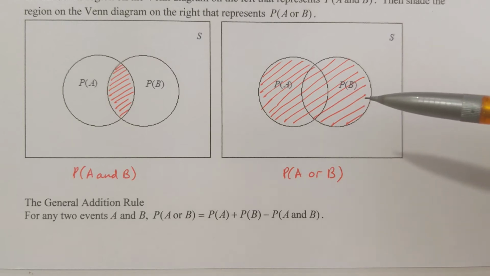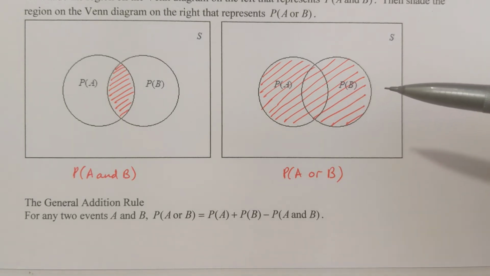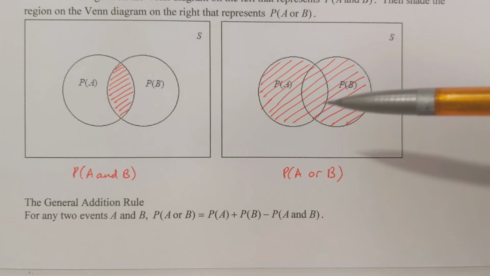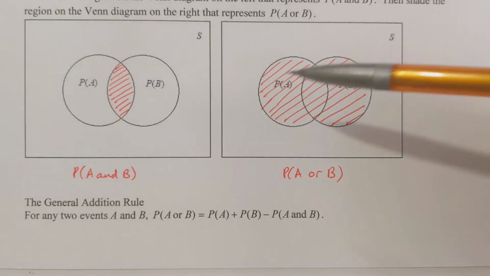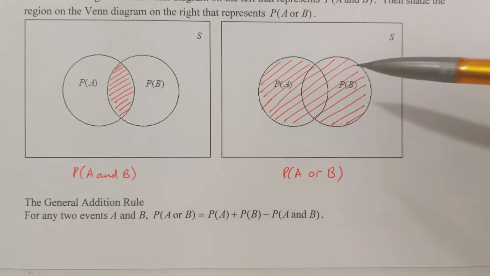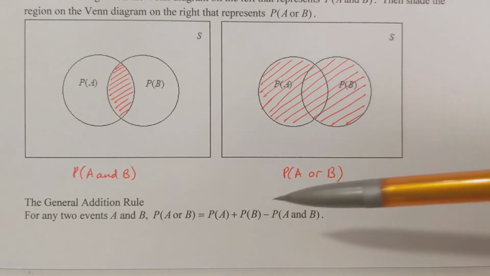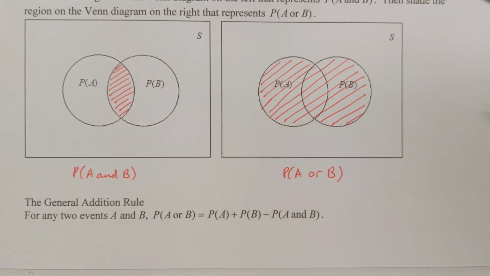Now, in probability, you don't want to overcount anything. Okay, so I'm going to subtract one of the times where I've counted this region twice, this overlapping region. That way, I've only counted these three regions one time, and that's the general addition rule.